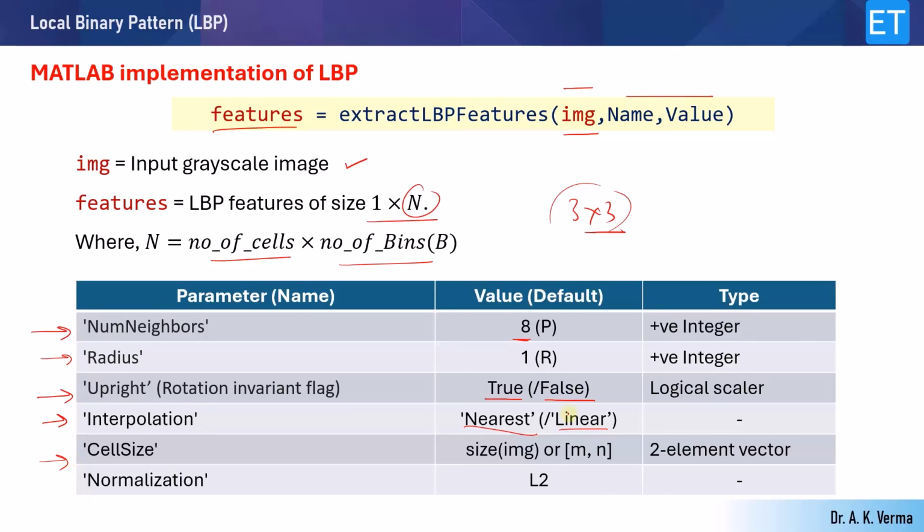Cell size, you can give cell size also. If you don't give cell size, the whole image will be taken as a single cell. Otherwise, you can define the cell size. M N means you have to give the rows and columns. For example, if you write 64, it means your cell size is 64 by 64 pixels. And then normalization of the histogram of all the values, that is L2 normalization.